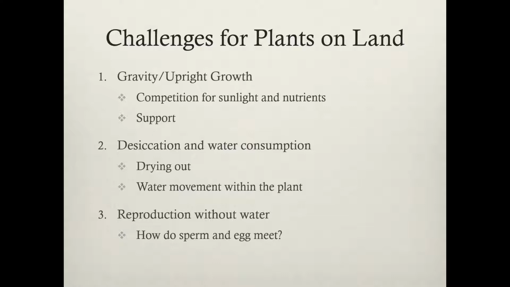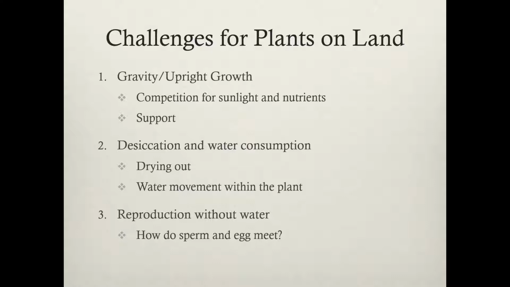Another thing that plants had to overcome is desiccation, or the loss of water. Now, when you live in an aquatic environment, this is not something you have to worry about, but living on land, you have to worry about losing water. So plants have created different adaptations in order to prevent desiccation.